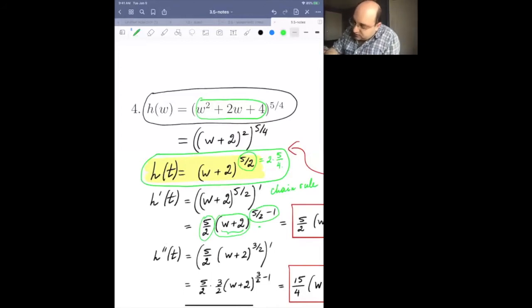Well, but the inside function here is w plus 2, right? But the derivative of that is nothing else but 1. Okay? And here I made a mistake, of course, and this t is not supposed to be t, but it's supposed to be w. And similarly here.